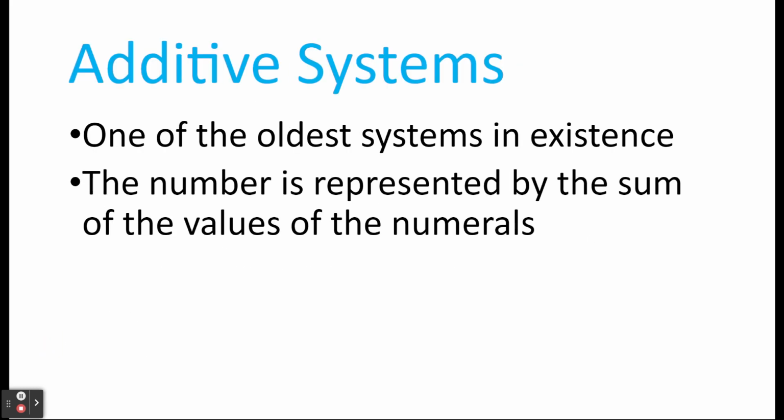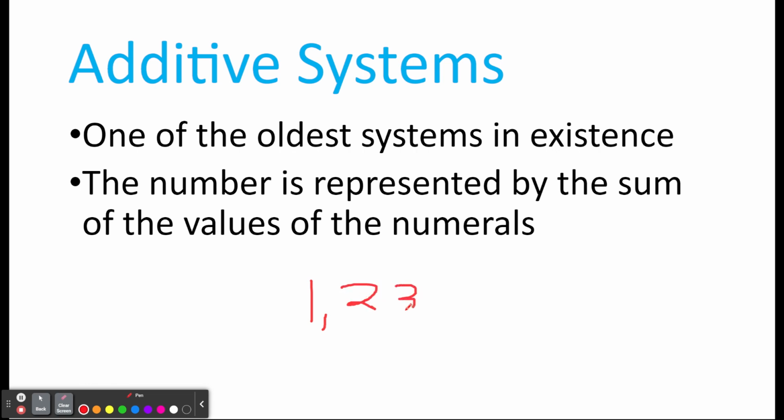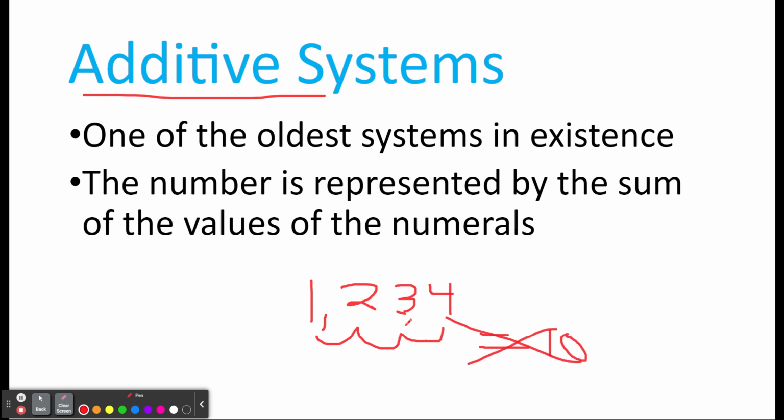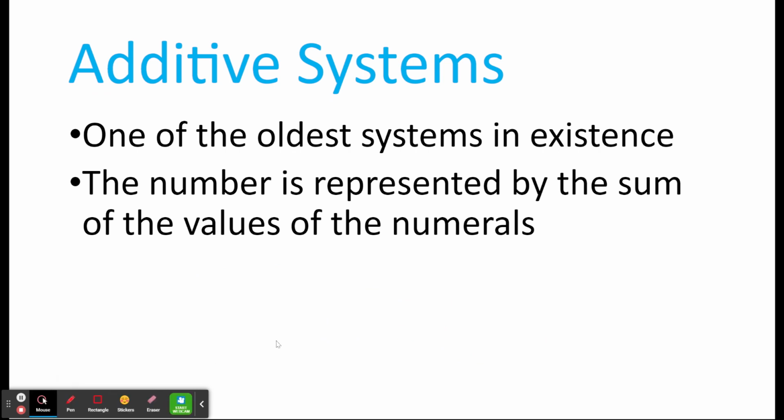The additive system is considered the oldest system in existence as far as dated time goes and counting things. The number is represented by the sum of the values of the numerals. So, for example, just trying to bring it back to what we know, if I were to have this number here, in Hindu-Arabic we would say this is 1,234. If we were using an additive system, this would be 1 plus 2 plus 3 plus 4, so this would actually be equal to 10. But that's not the case for our Hindu-Arabic system. It is, however, the case for what we're going to see here in a second.